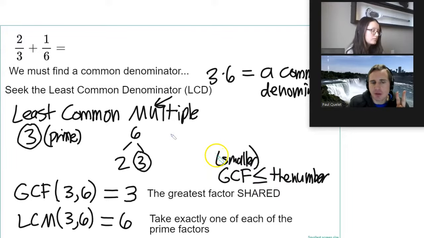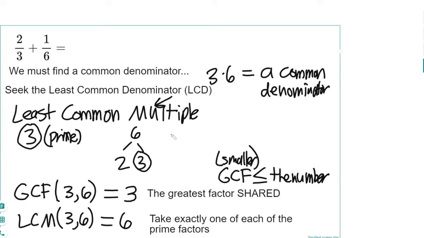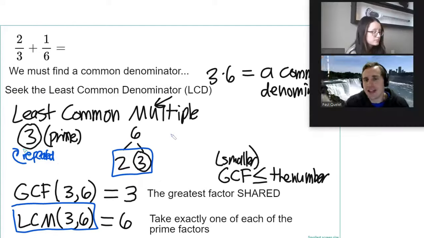There's 2 ways you can think about this. Number 1, with least common multiple, we need to take both of these because they're both different. But the thing is, this is repeated, the 3. So we don't need to take it again. We've already got it. Okay?